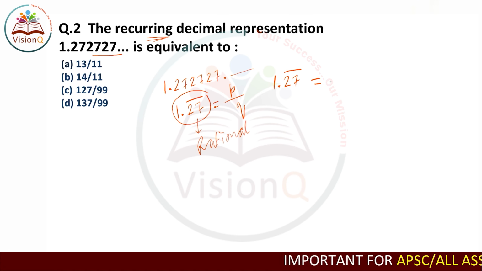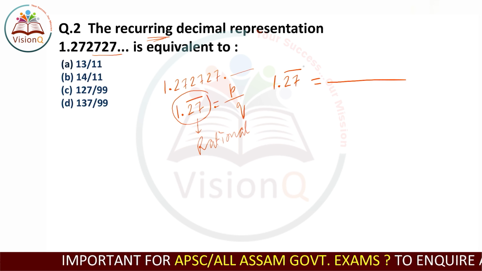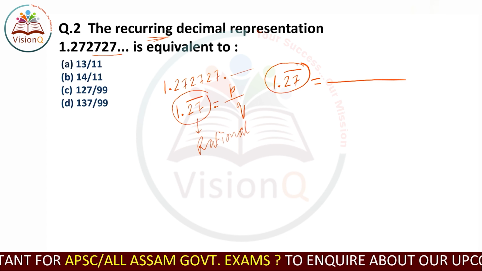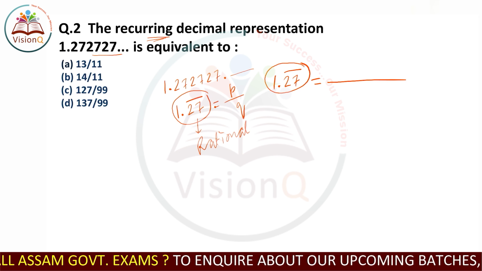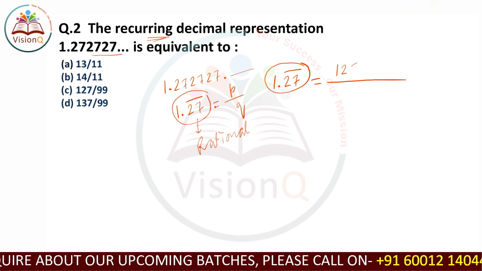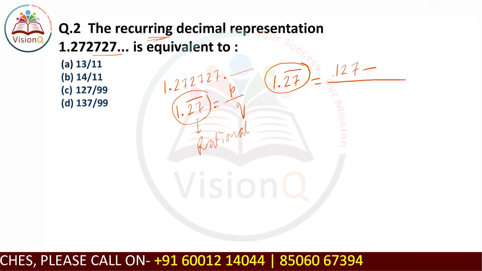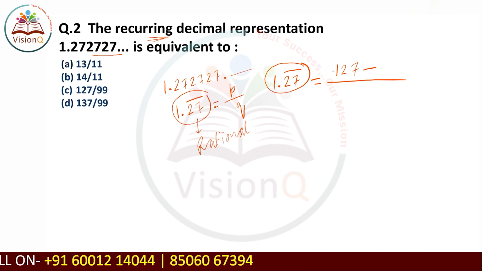Now to convert this to p by q form, what we do here, first we write down the whole number without the bar, without the decimal, from the starting. It is 127. And subtract the number before the bar, without decimal from the starting. The number without bar is 1 here.